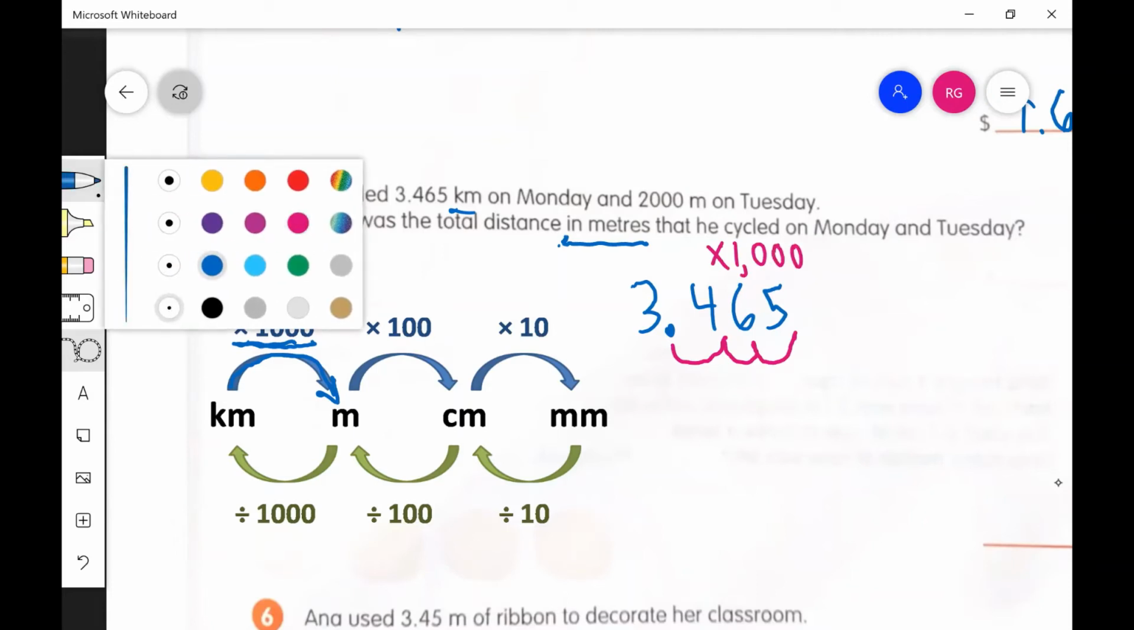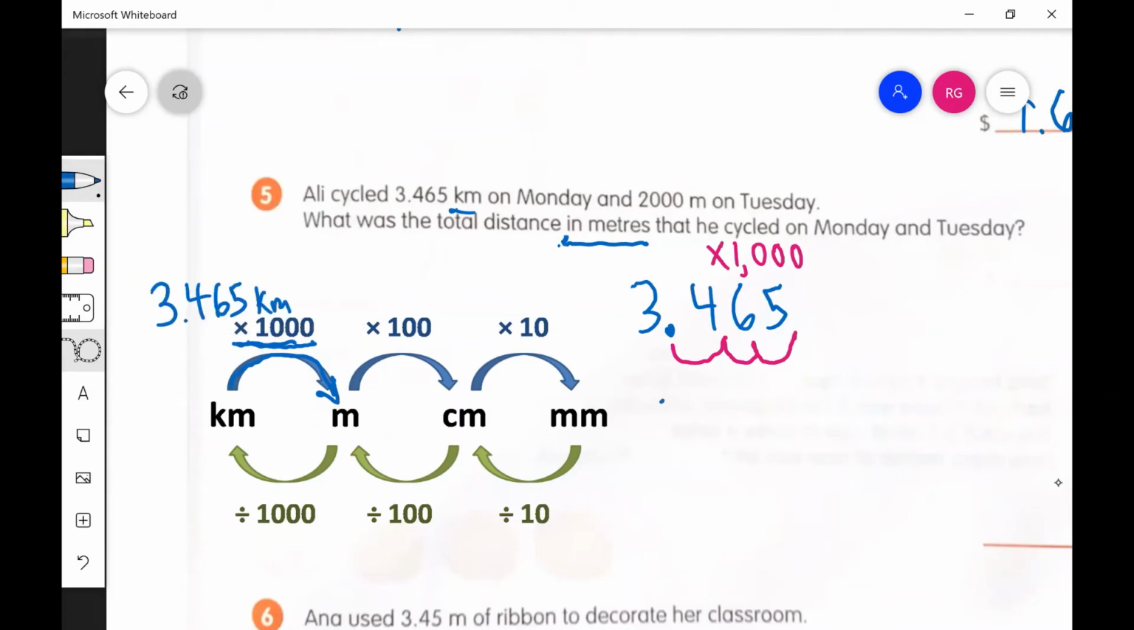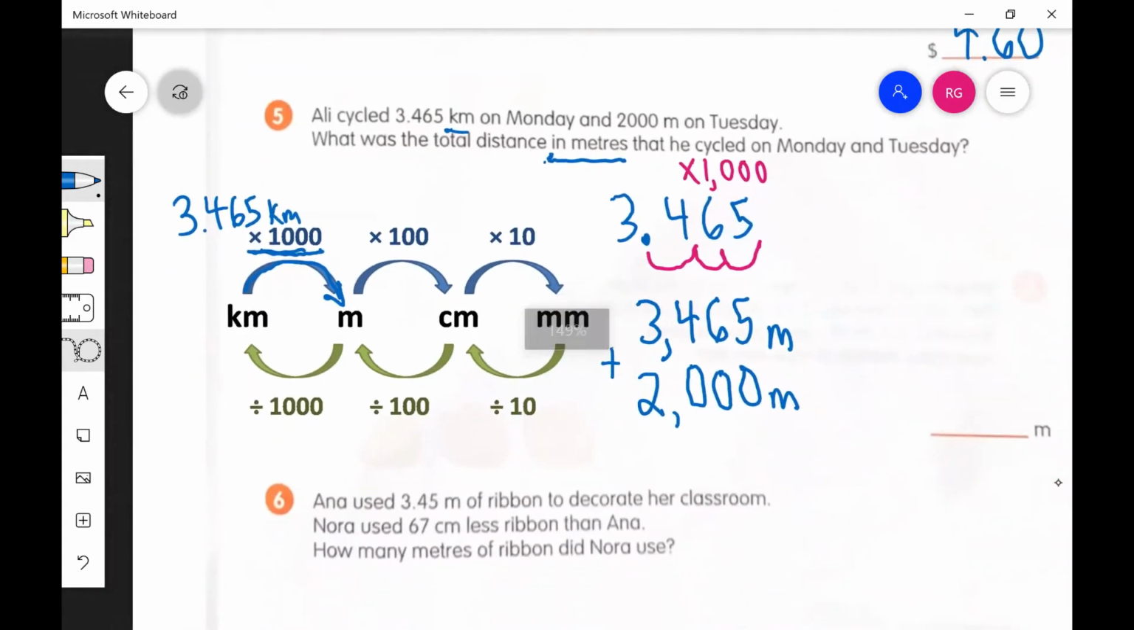And what's our answer then? Not our answer, but at least the total for Monday is what in meters? 3,465 meters. Right. So now we can add them up. So we have 2,000 here, and that's Tuesday's total. And now we're in the same units, and we can continue forward.